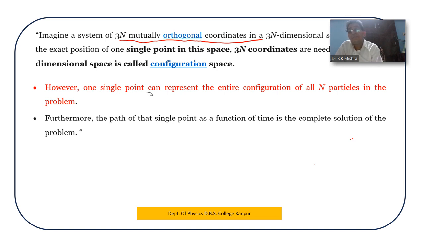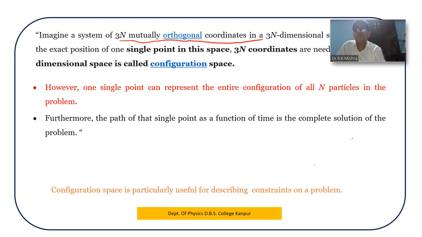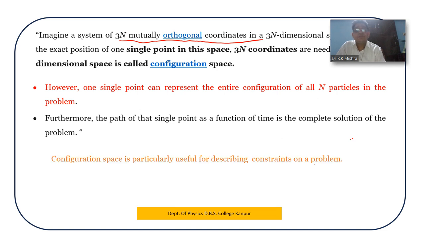However, one single point can represent the entire configuration of n particles. मतलब ये single point एक n particle system को represent कर सकता है. The path of a single point also represents the complete system. एक particle का path पूरे system को explain कर सकता है. Configuration space is particularly useful for describing constraints on a problem. Problem में constraints को describe कर सकता है configuration space.